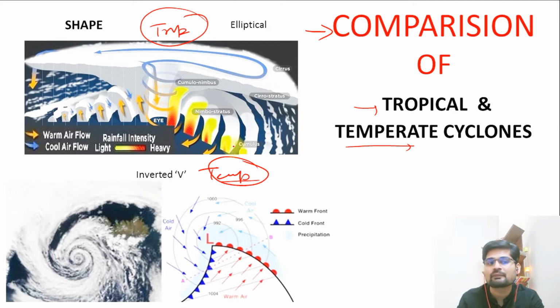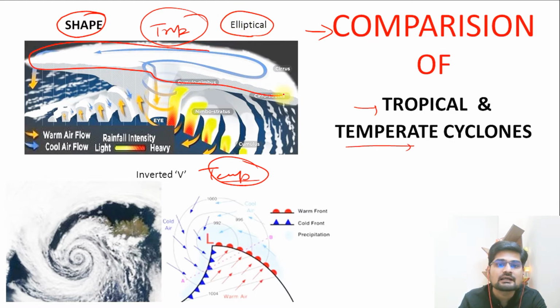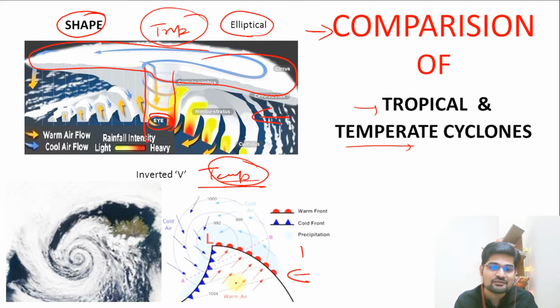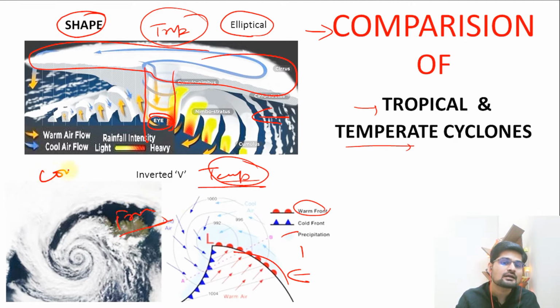So the first thing is the shape itself. What you see here is an ellipse, that is, an elliptical shape, and there is this entire wall, you have an eye. So this is what the tropical cyclone looks like. And what you see here in the case of temperate cyclone is like an inverted V shape. Remember the cold front and warm front mixing together, right? So this is where frontogenesis happens and this is where convection happens. So this is the basic concept.